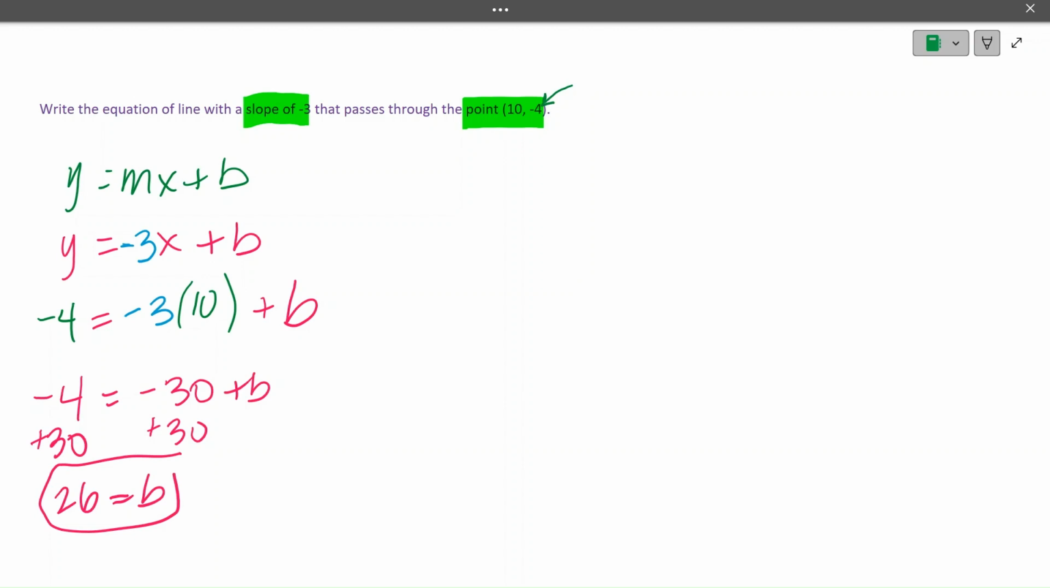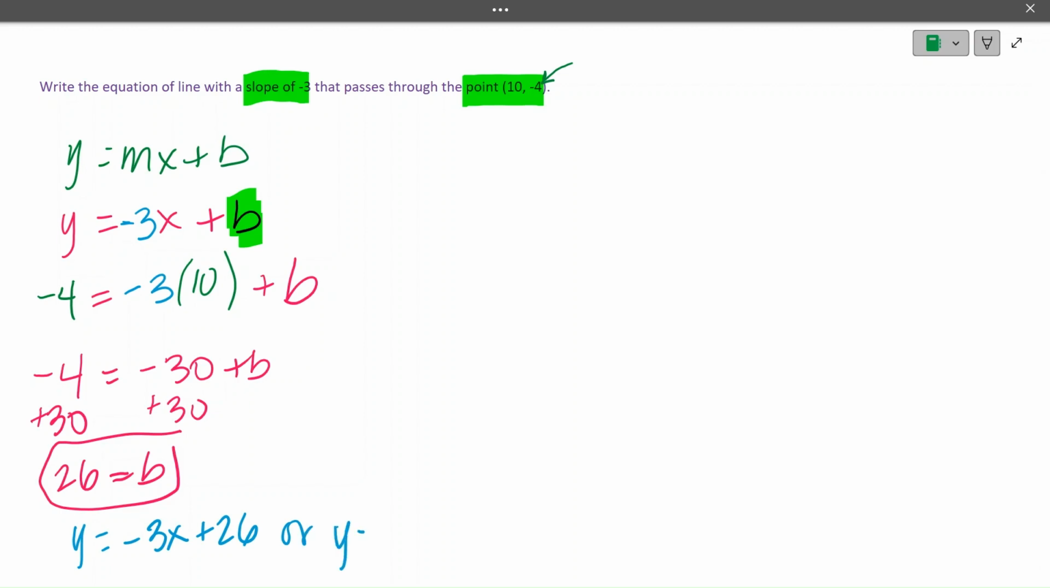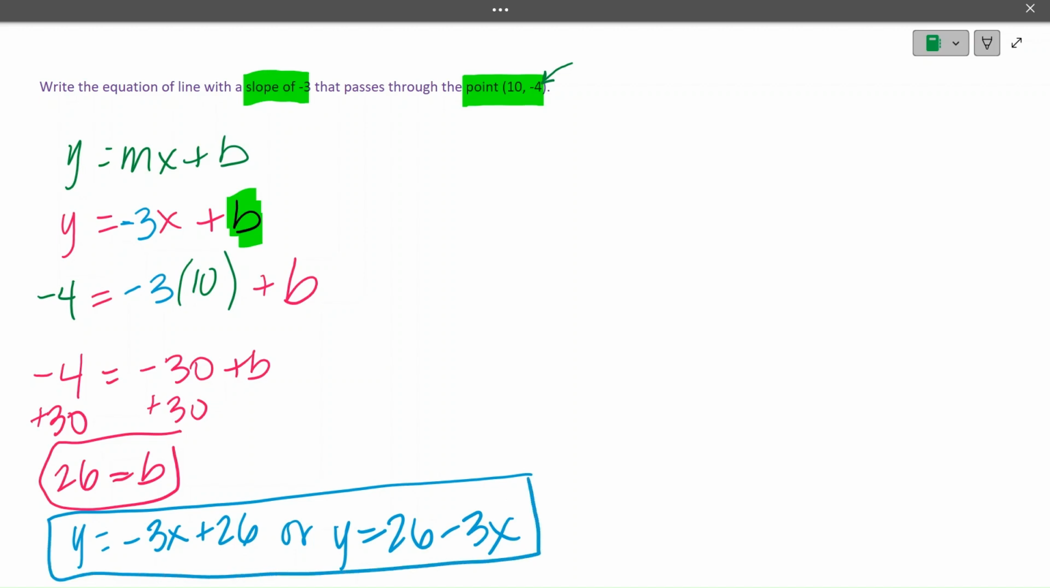So b is our y-intercept. We are super close to being done. All we have to do is replace b with 26, and we have our final equation. So I'm going to do that down here. We have y equals -3x plus 26, or you could write it as y equals 26 minus 3x. These are both equivalent. You can write them either way.